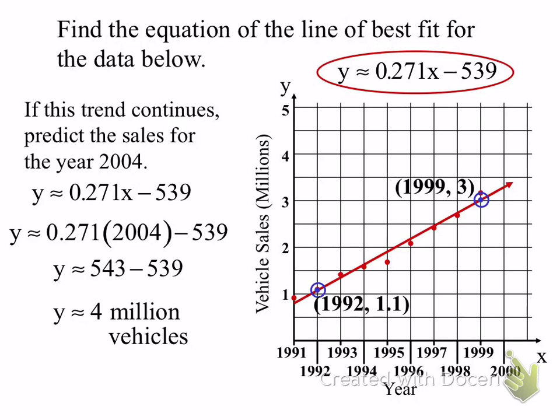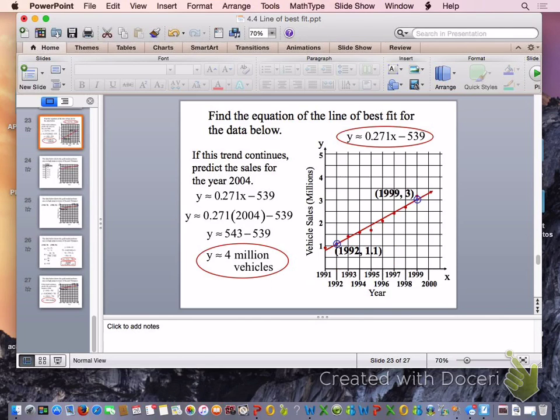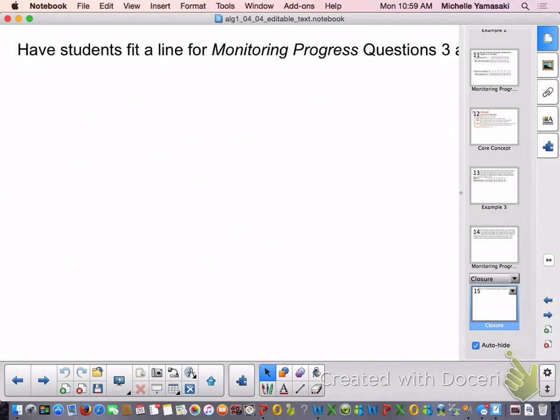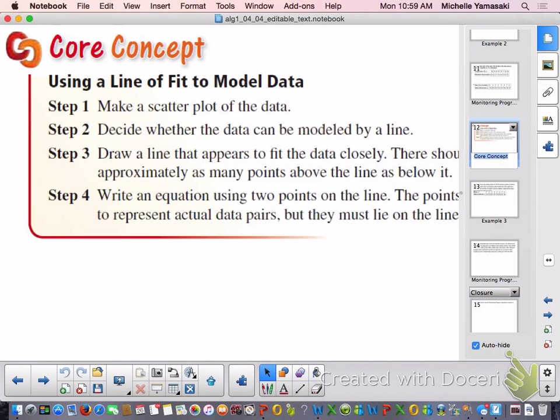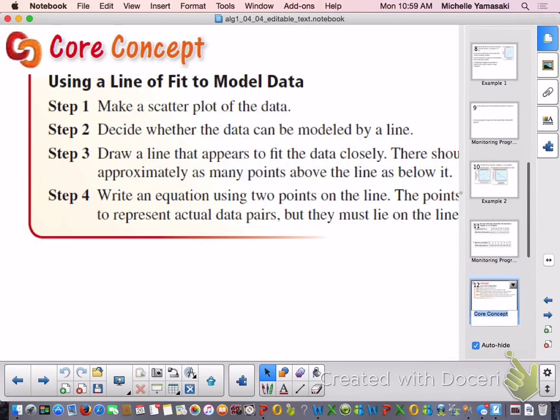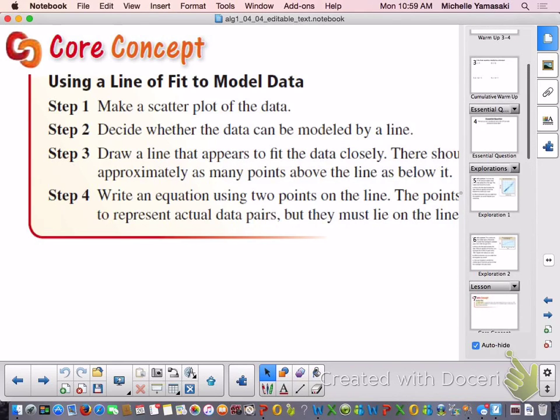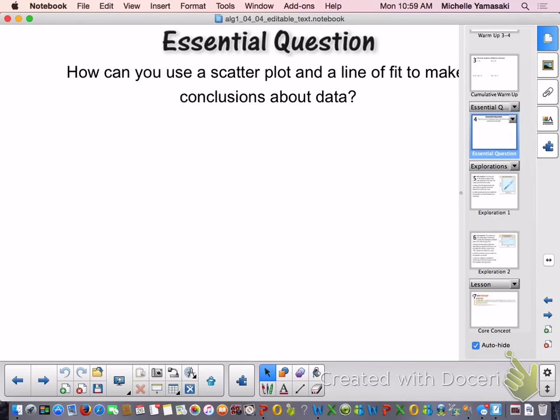Yeah. But are we going to do, if we kept this, the years going, it would go... For the homework, let's look at the kinds of questions you'll be looking at. All right, we're starting with this. This is basically what they want to know: how can you use a scatter plot and a line of best fit to make conclusions about data?